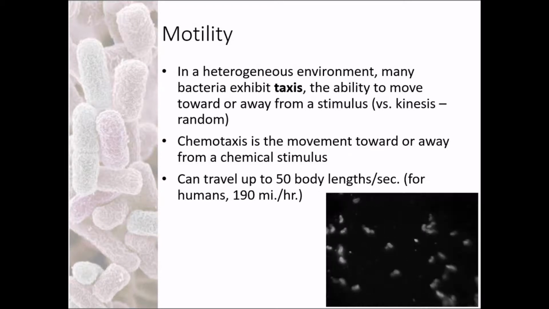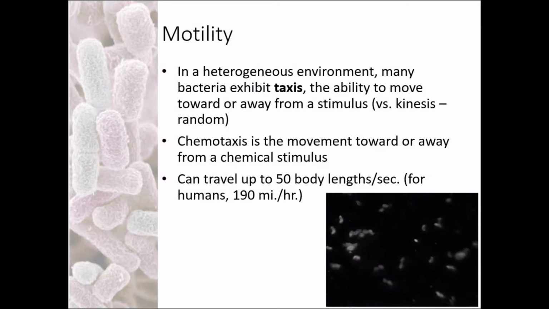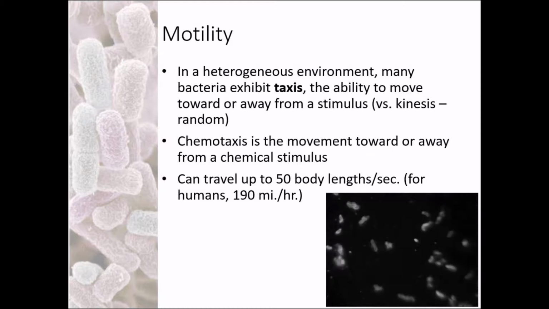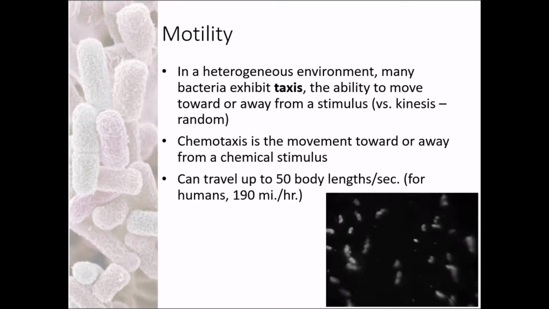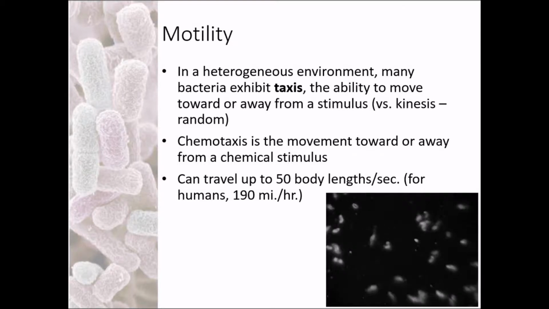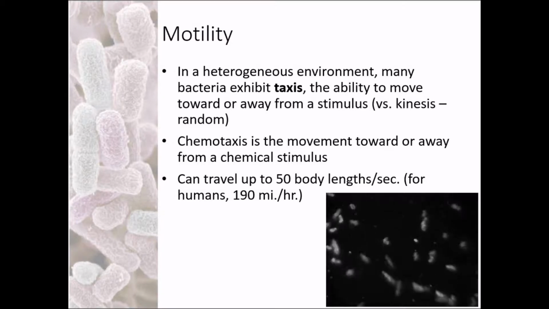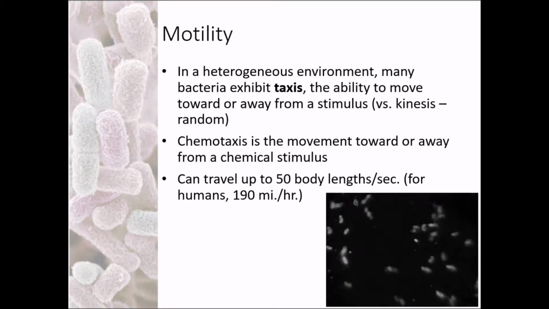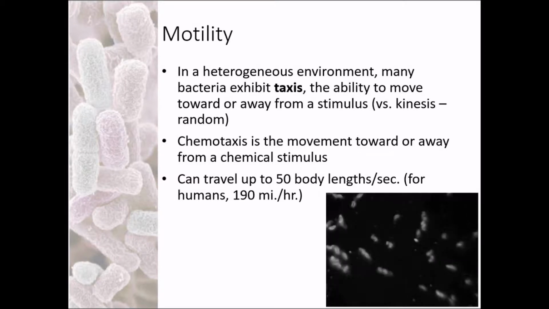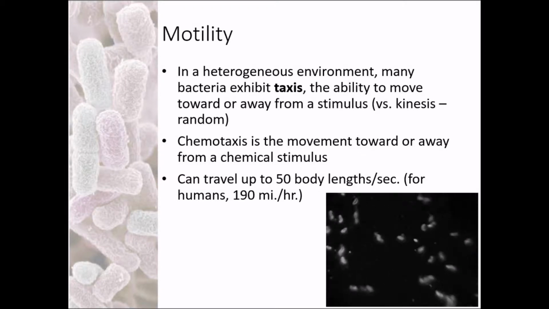In a heterogeneous environment, many bacteria exhibit taxis, or stimulus-induced movement. Chemotaxis is a movement towards or away from a chemical stimulus. In this, it can travel up to 50 body lengths per second, which, if we consider human beings, is 190 miles per hour. It's an extreme condition of motility, which is not seen in human beings. We can't move with that speed.